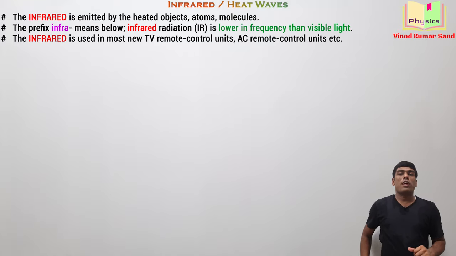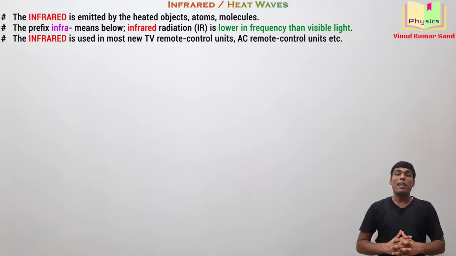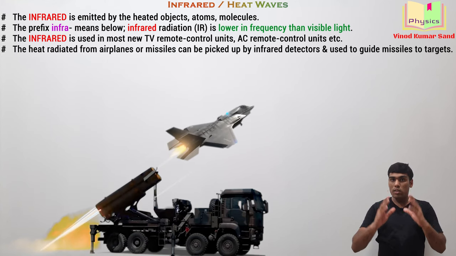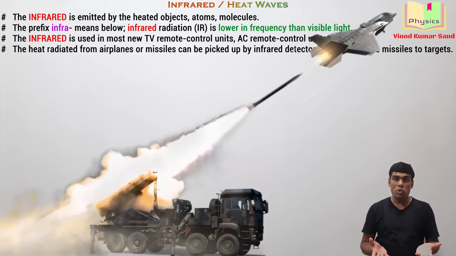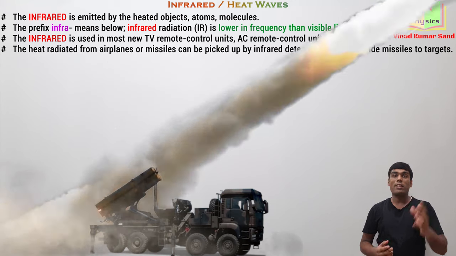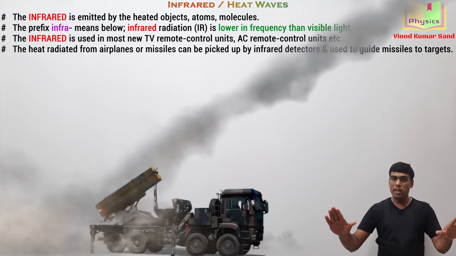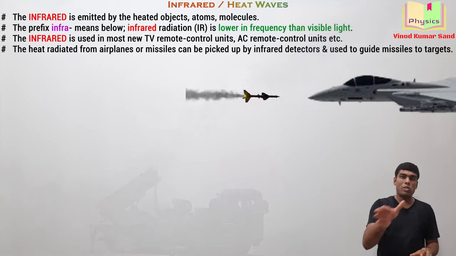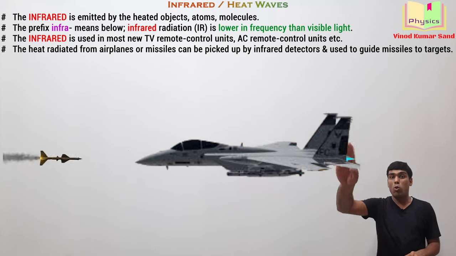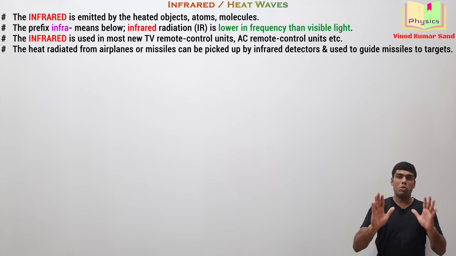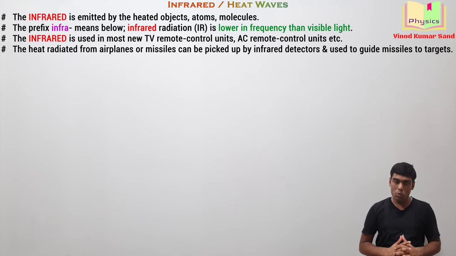Another practical use of the infrared is in missile tracking systems. Using the heat coming out of the fighter jets, the missile can track the fighter jets. You might have seen in many Hollywood movies, the fighter jet pilot changes its course. Even then the missile follows that course. There are infrared sensors used.